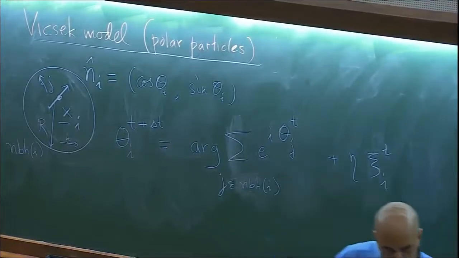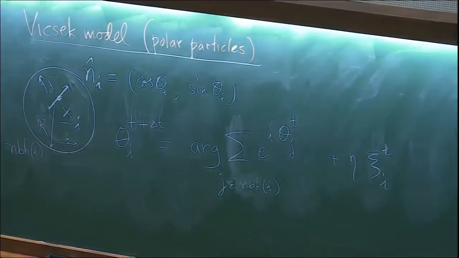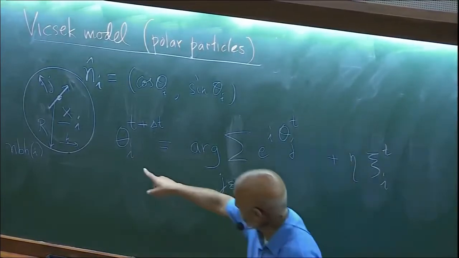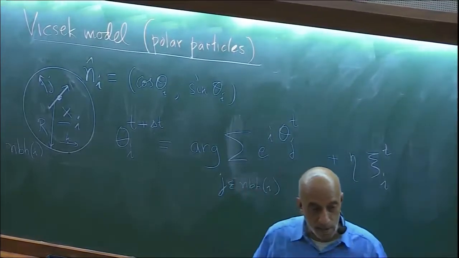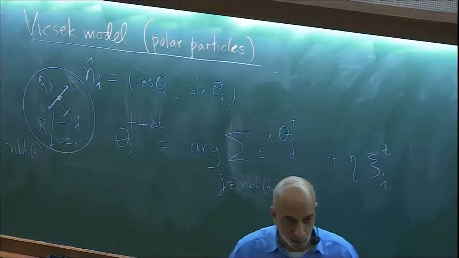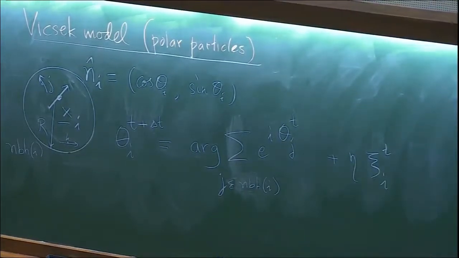Sorry, I must be making some mistake here, which I'm not getting. Neighbors. I didn't say excluding the I. So I don't exclude the I. I'm just saying that you need to take care of the case where there are no other neighbors. No, theta, the new angle, is simply obtained by forging a local consensus and finding a new angle.